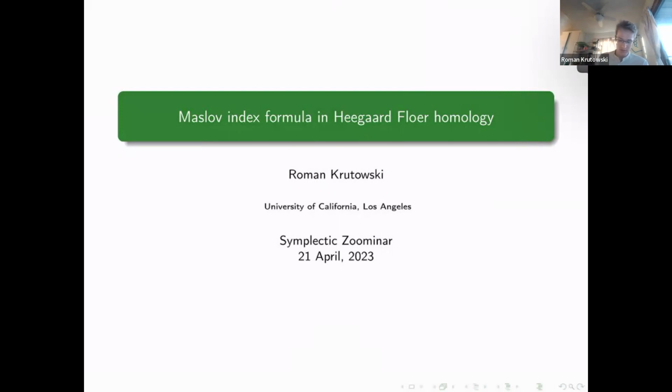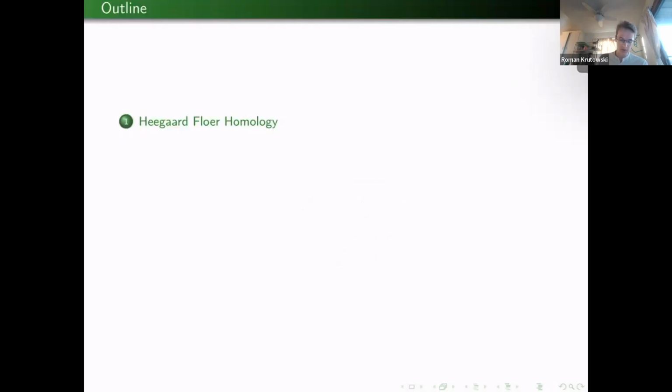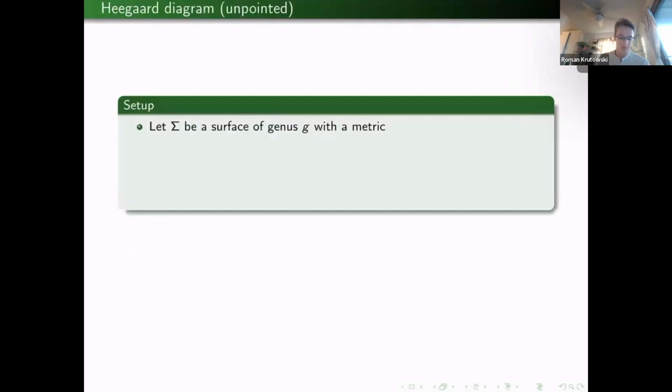So I'll tell today about a recent combinatorial proof of the Maslov index formula in Heegaard Floer homology. I'll start by recalling some basics on Heegaard Floer homology, and I'll talk a bit about the Maslov index formula, and we'll sketch the proof.